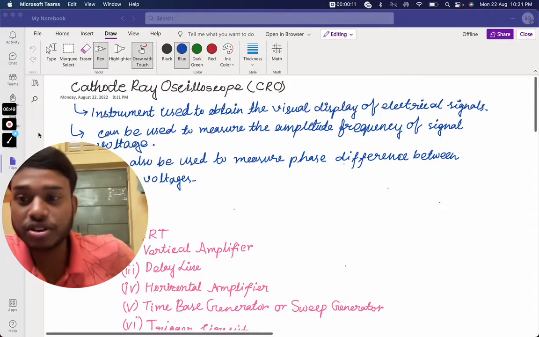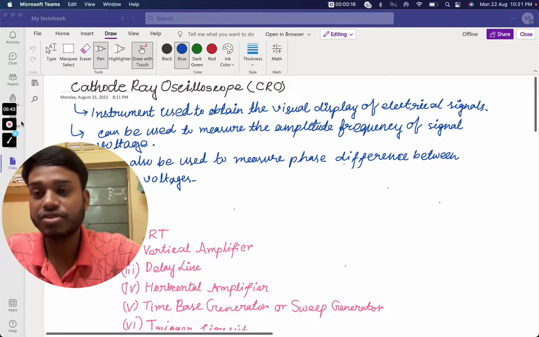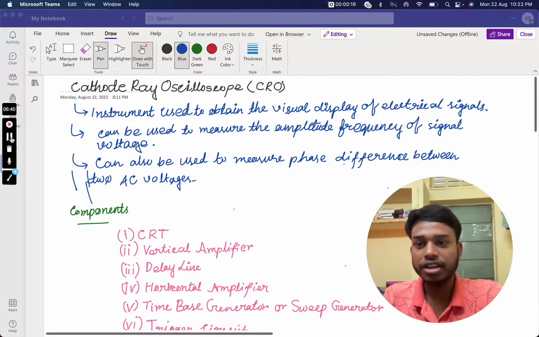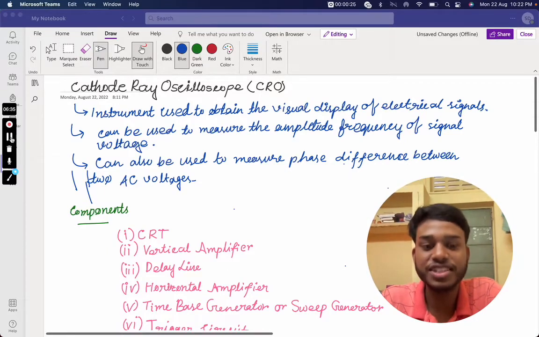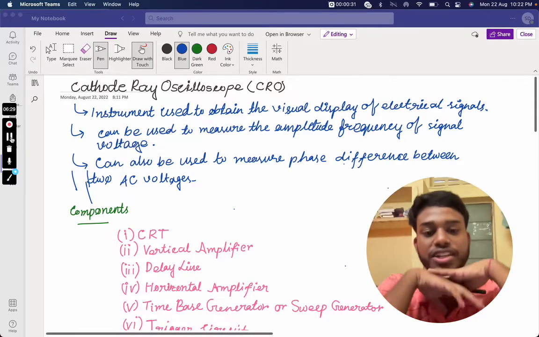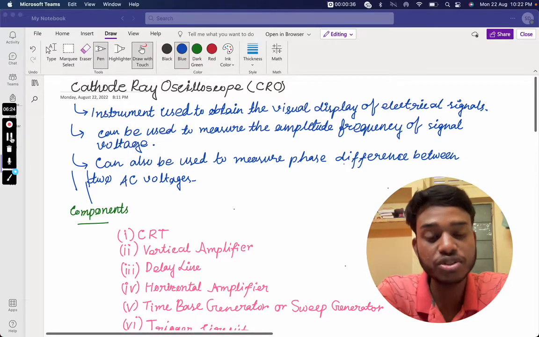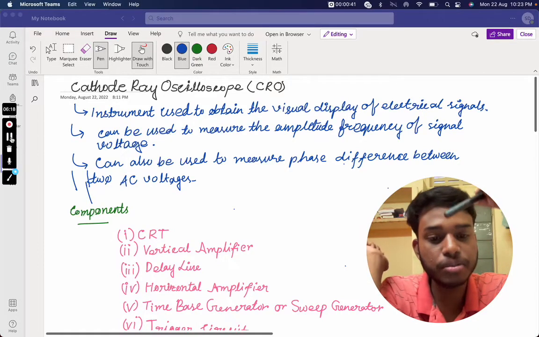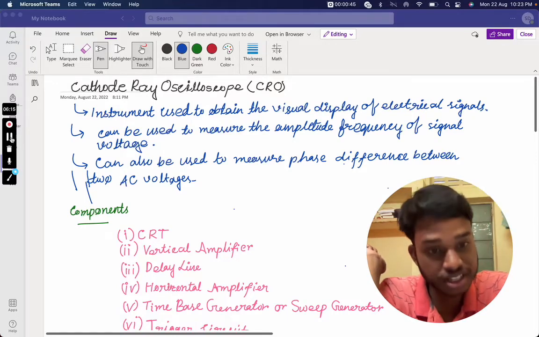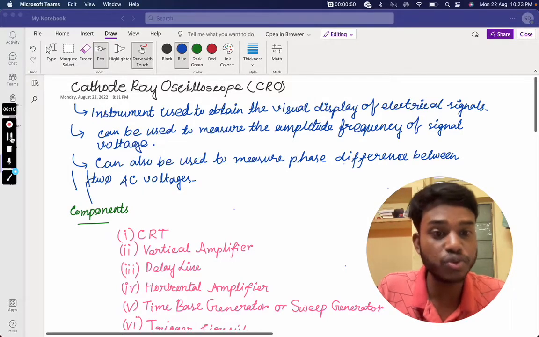It's on cathode ray oscilloscope. So what's a cathode ray oscilloscope? Let's first start with the basics. Your cathode ray oscilloscope is basically an instrument which is used to obtain the visual display of electrical signals. These days it is one of the most essential instruments used in physics and electronics laboratories. A CRO can be used to measure the amplitude and frequency of a signal voltage, and it can also be used to measure the phase difference between two AC voltages.